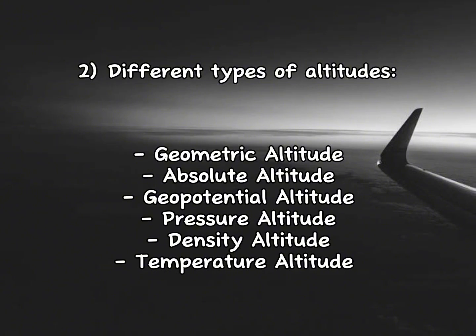The third type of altitude, known as geopotential altitude, is the altitude wherein we assume that there is no change in terms of your gravitational acceleration. The fourth type of altitude, namely pressure altitude, is the type of altitude that refers to how it responds to ambient pressure.